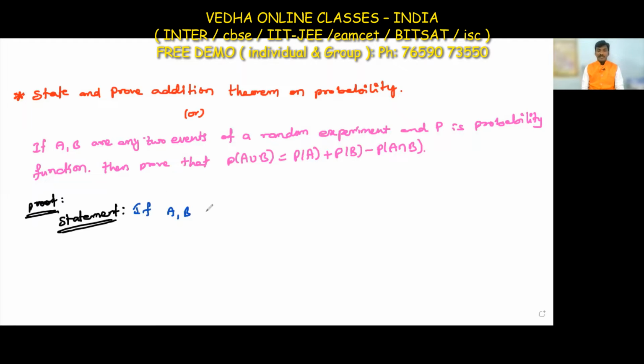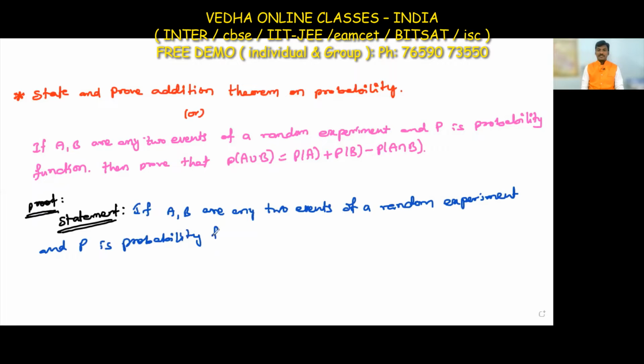If A, B are any two events of a random experiment, and P is a probability function, then prove that probability of A union B is equal to probability of A plus probability of B minus probability of A intersection B. So this is the statement here.